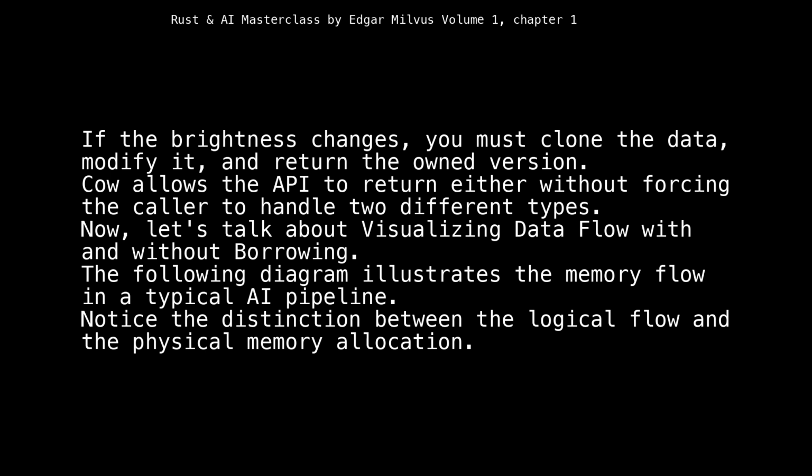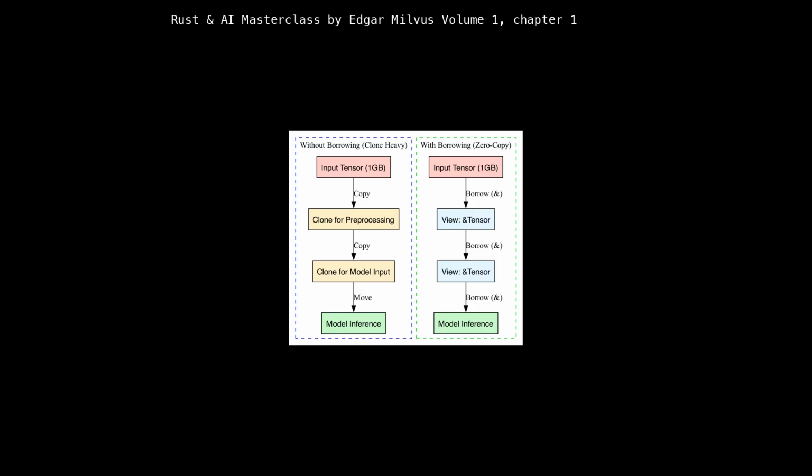Now, let's talk about visualizing data flow with and without borrowing. The following diagram illustrates the memory flow in a typical AI pipeline. Notice the distinction between the logical flow and the physical memory allocation. The diagram contrasts the logical flow of data through an AI pipeline with the physical memory allocation, highlighting how Rust's borrowing system manages memory ownership and references to prevent data races and optimize performance.